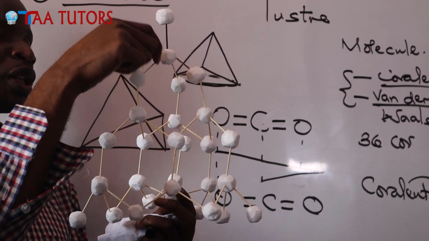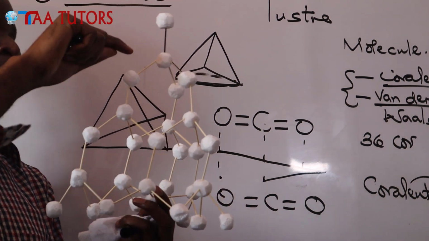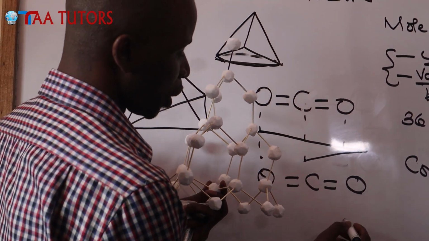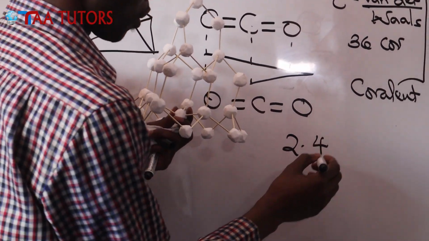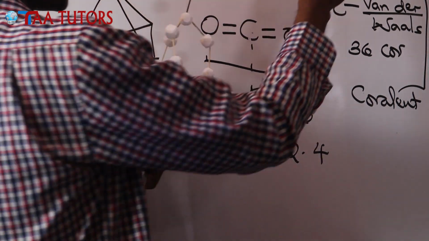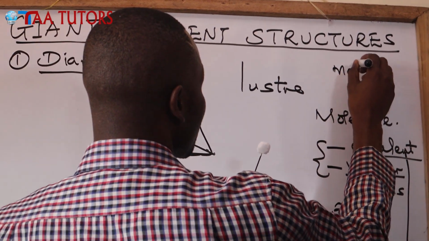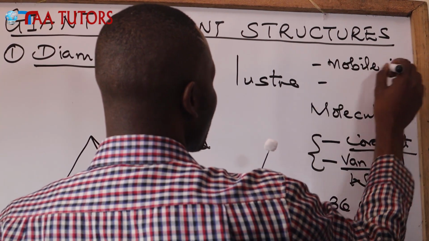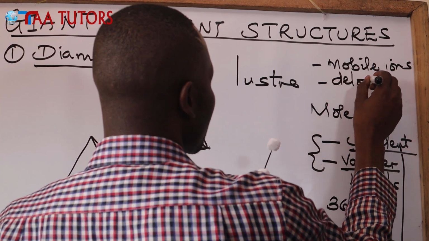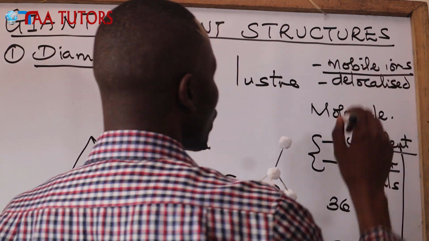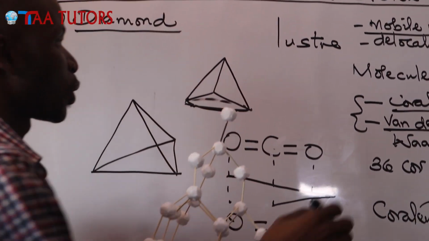This one, another one here, another one here, another one here. Now those 4 bonds mean that we know that carbon is number 6, 2,4. And we know that for it to conduct electricity, electricity can be conducted via free mobile ions, and also we expect delocalized electrons. But you realize that this is not an ionic compound, so mobile ions are totally out.